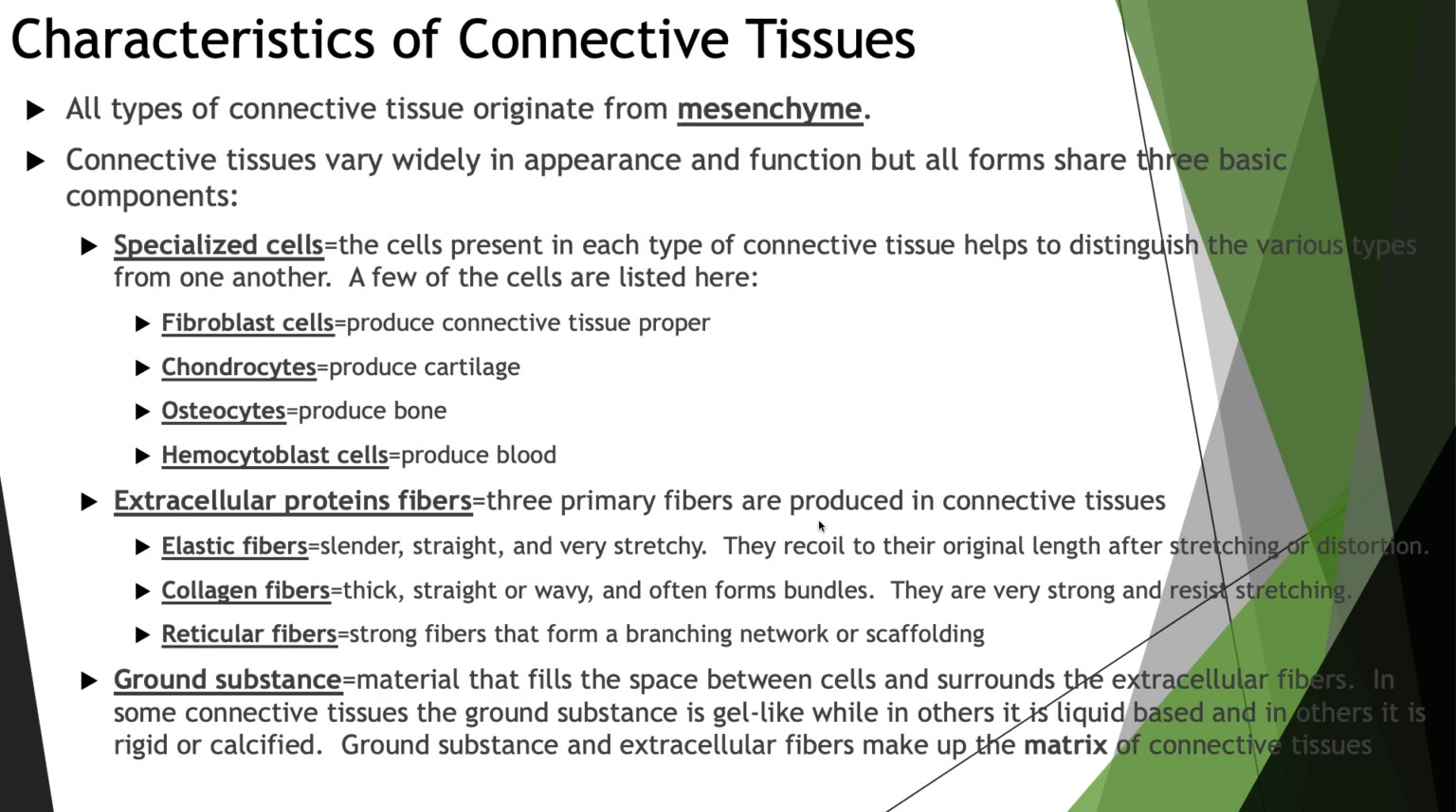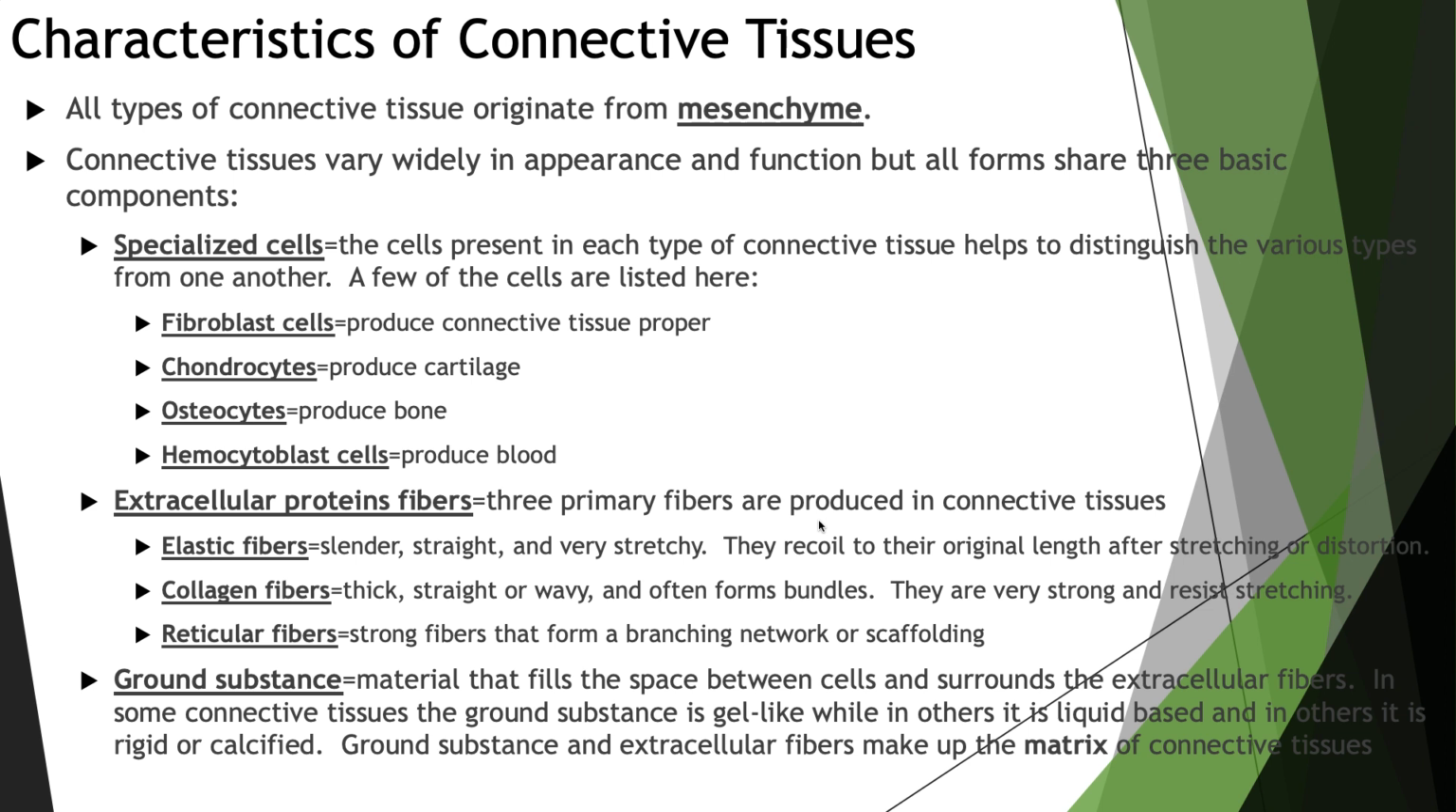So some of the characteristics, they all originate from a type of tissue called the mesenchyme. They also vary widely in their appearance, but basically share three types of components. They all have specialized cells, things like fibroblasts, which produce connective tissue proper, or chondrocytes, which produce cartilage. That prefix chondro means cartilage. Osteocytes, which produce bone. That prefix osteo means bone. You have hemocytoblasts, which help to produce blood. Hemo meaning blood.